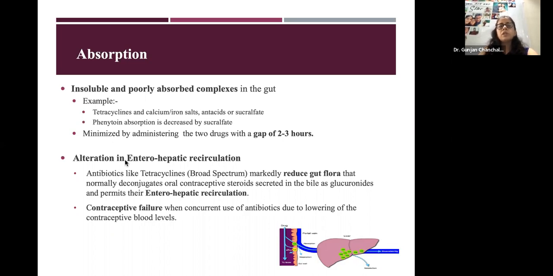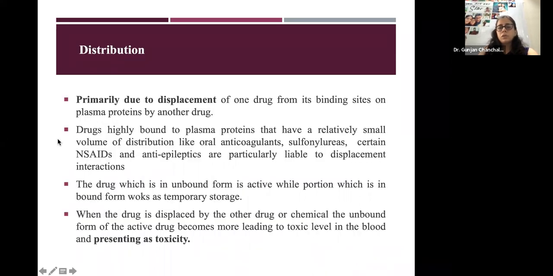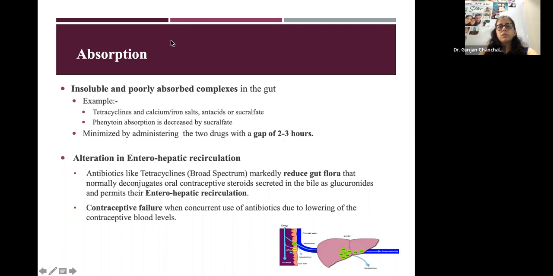Okay, the alteration in the enterohepatic circulation. So this is like when you give tetracycline, it reduces the gut flora. These gut flora are very important for deconjugating oral contraceptive steroids, that is the contraceptives. Because the enterohepatic circulation is reduced, their effect will reduce. Okay, I've taken common examples. Now we will go ahead with knowing what the ICU examples will be.